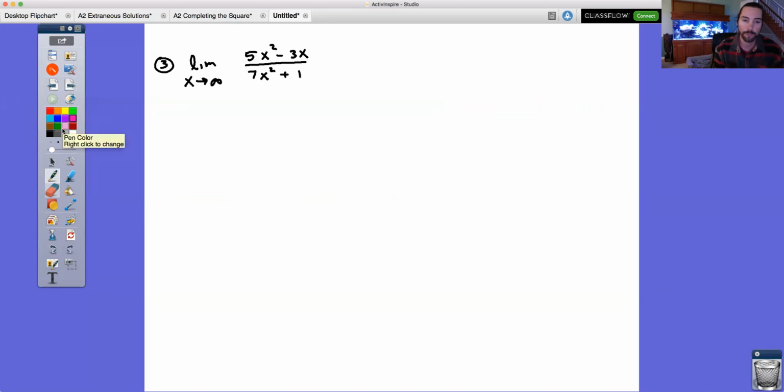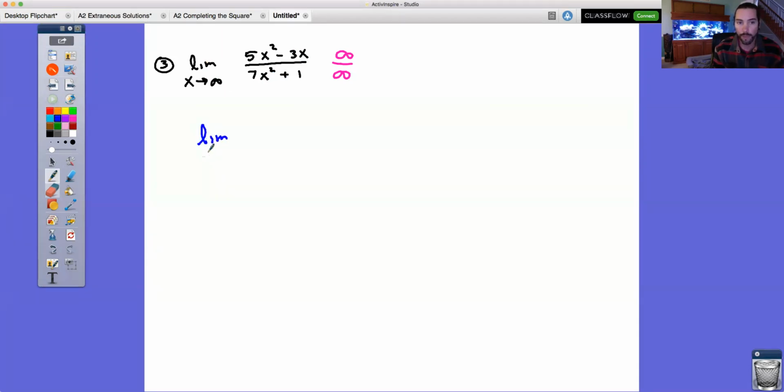Question 3. The limit as x goes to infinity. If you go and try to plug in infinity on this one, 5 times infinity squared minus 3 times infinity, that's infinity. And 7 times infinity squared plus 1 is infinity. You get infinity over infinity, which is the indeterminate form. Okay, so now we're going to jump to L'Hopital's rule.